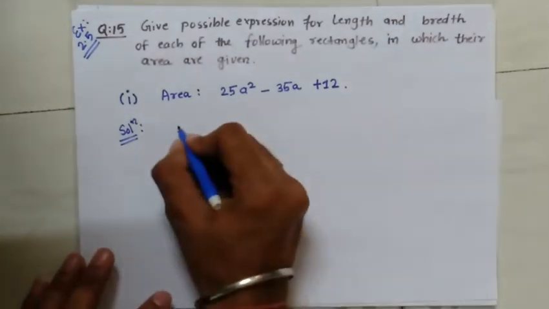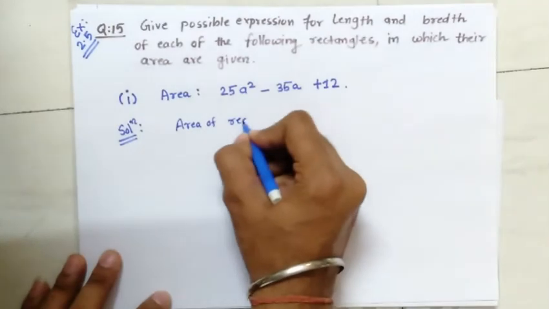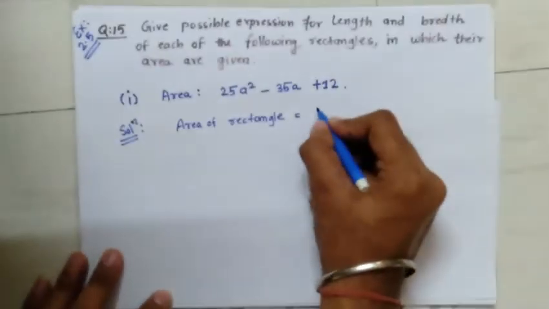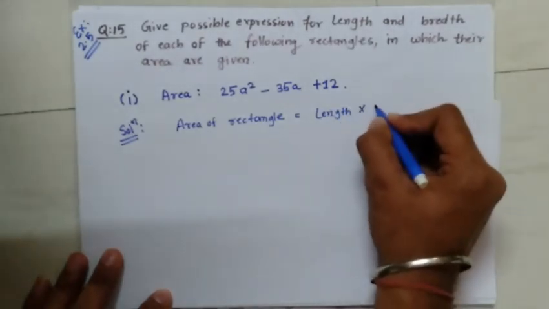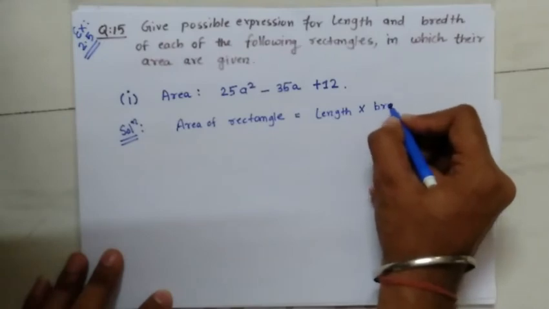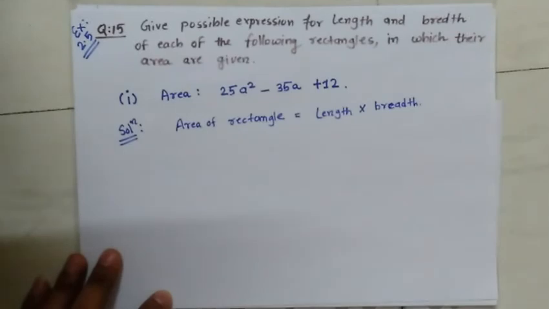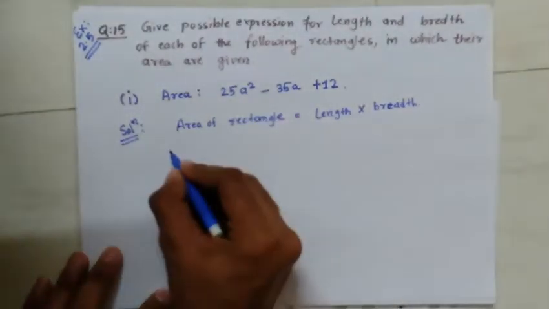So we know that area of rectangle is equal to length multiply breadth. It is the product of length and breadth, right students? So here our area is in the form of a polynomial.